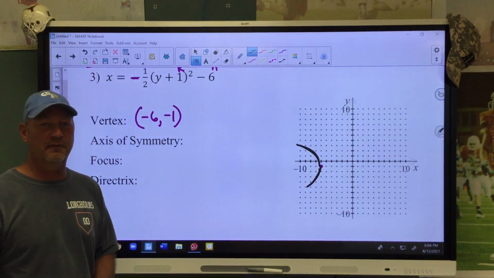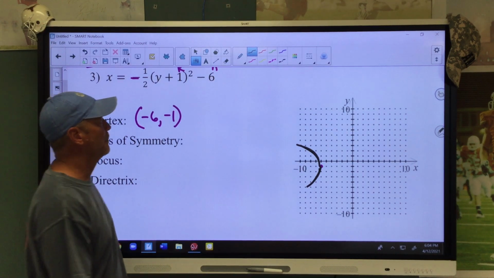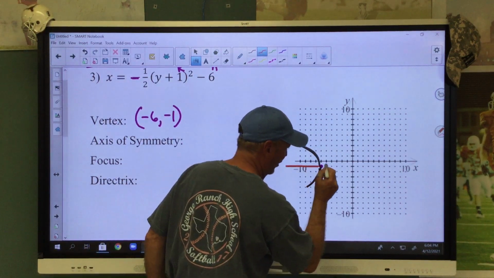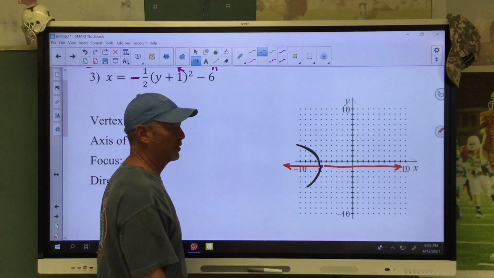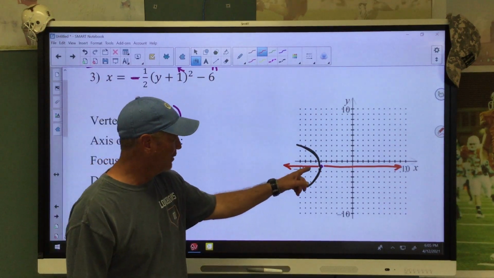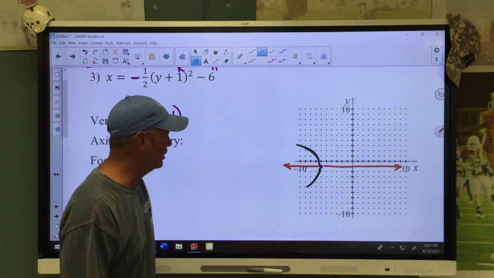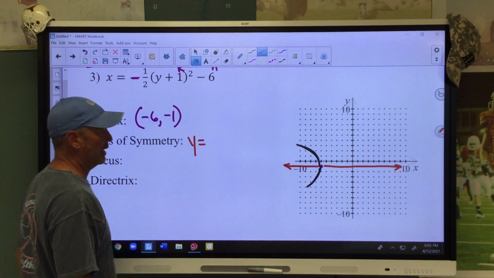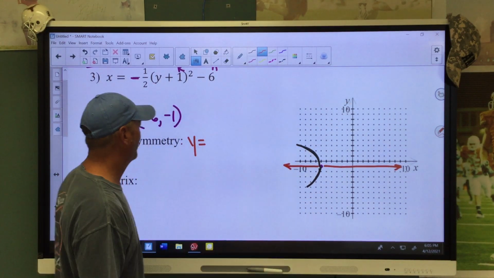We need an axis of symmetry. It's going to cut it in half. It's going to go through the vertex. My axis of symmetry is going to go right through the vertex. It's going to split it. We're going horizontal. Now my axis of symmetry touches the y-axis. It crosses the y-axis. So I'm going to use y equals. And in this case, it touches at y equals -1.